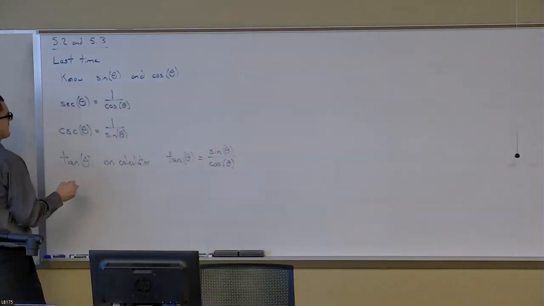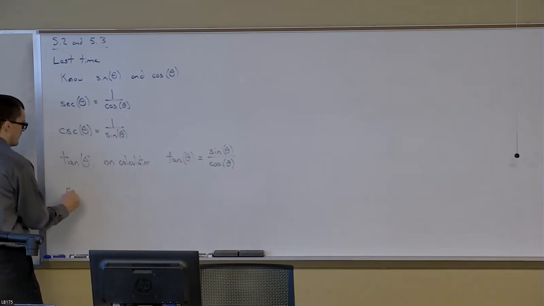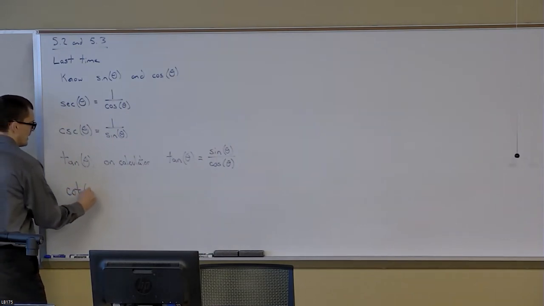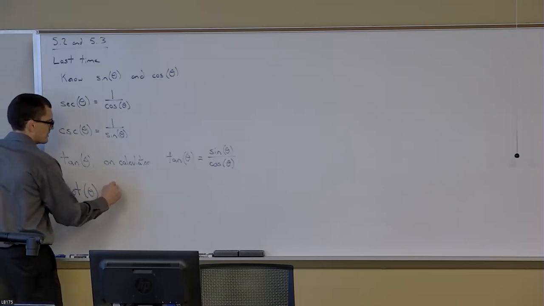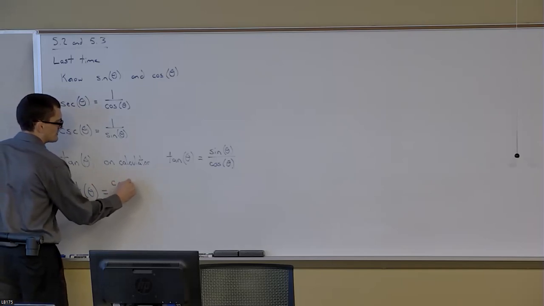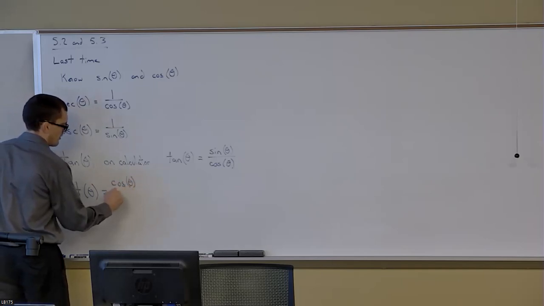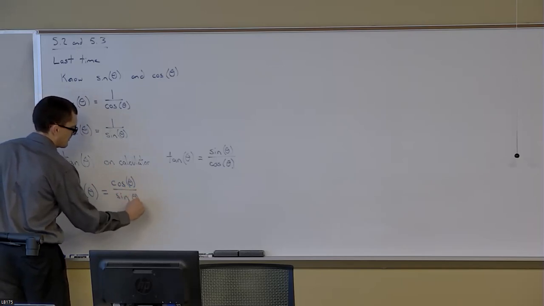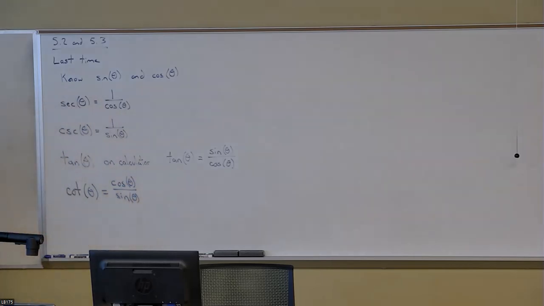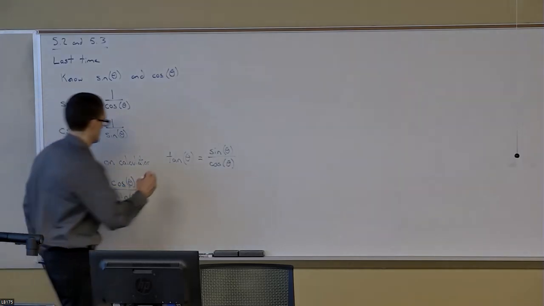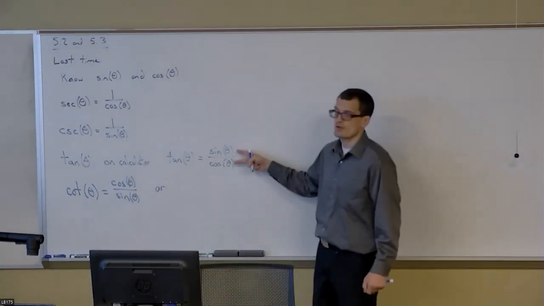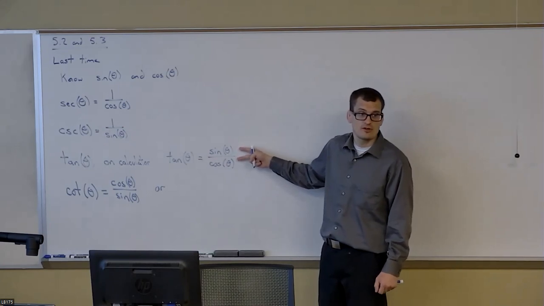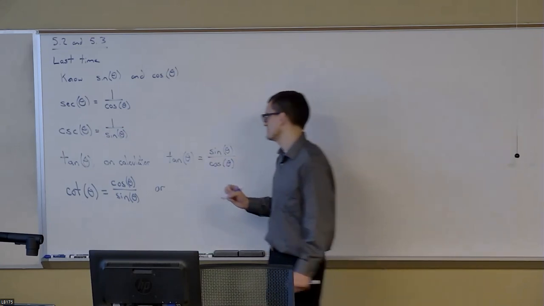And then the other trig function we dealt with was our cotangent. And our cotangent of theta, you could have either said, well, it's actually cosine of theta divided by sine of theta. Or, since that's the reciprocal of this, you could have said it's the reciprocal of tangent.